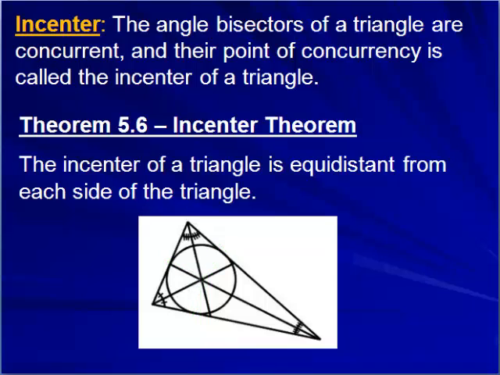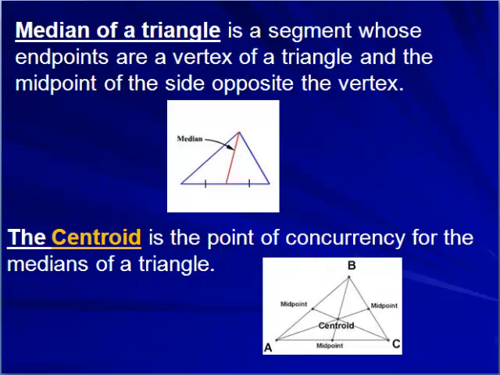Alright, moving on. Next up, median of a triangle. This isn't too bad. The median of a triangle is a segment whose endpoints are a vertex of the triangle and the midpoint of the side opposite the vertex. So this is a median. We're not going to bisect the angle. We're just going to come from it, come down to the opposite side, and cut that opposite side in 2 equal parts. The median of a triangle.